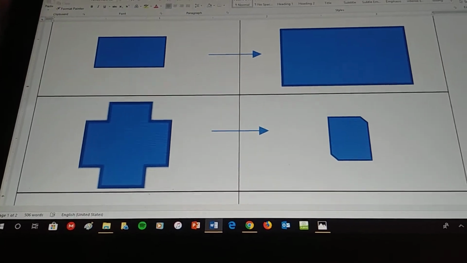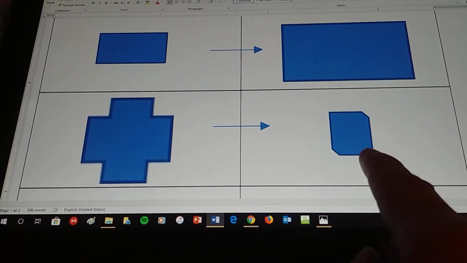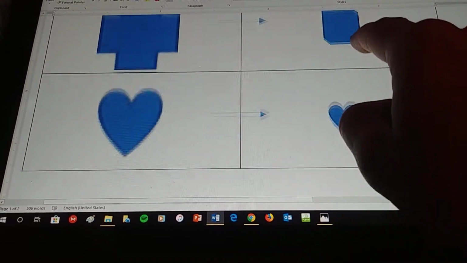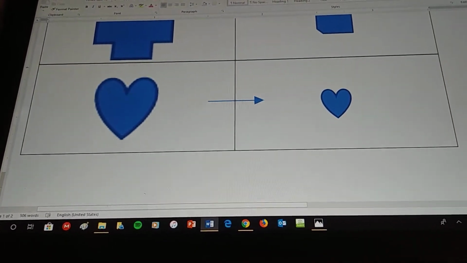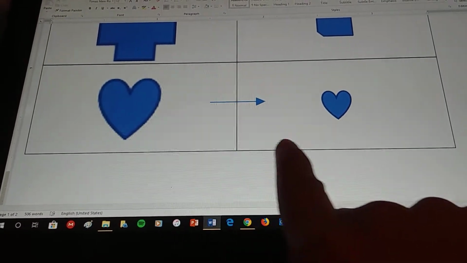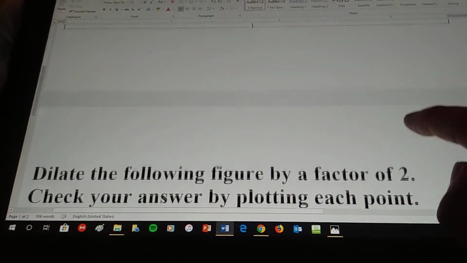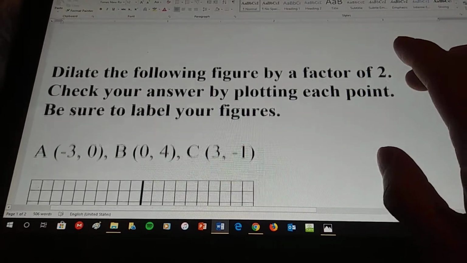Number two, this is not a dilation because the shapes changed. I know that it shrank, but we don't have the original, we only have the same shape. So that means this is not a dilation. Again, then my hearts, I have this is a dilation. It shrank. All right, now let's go to the other page.